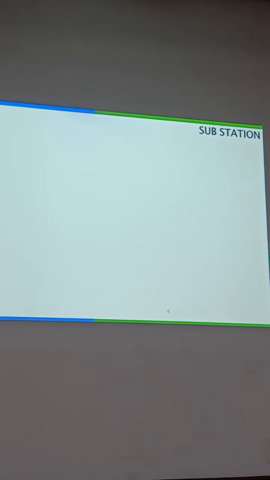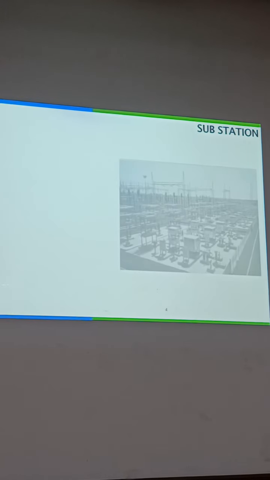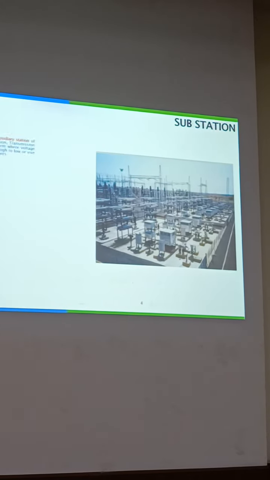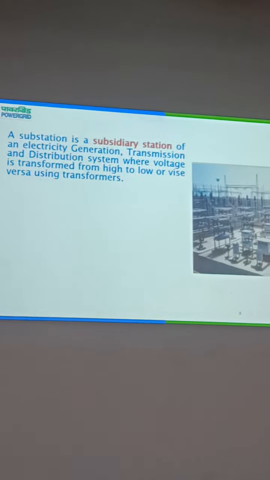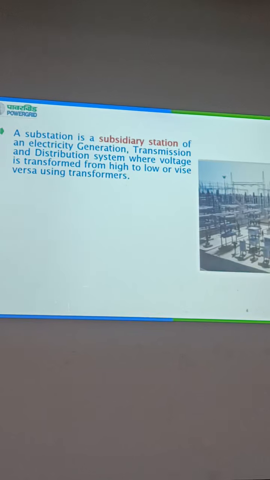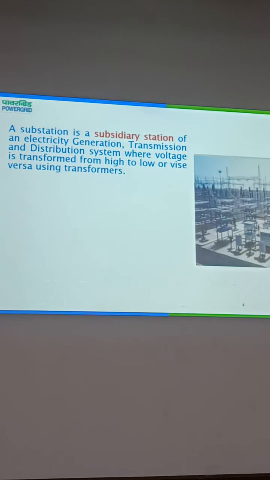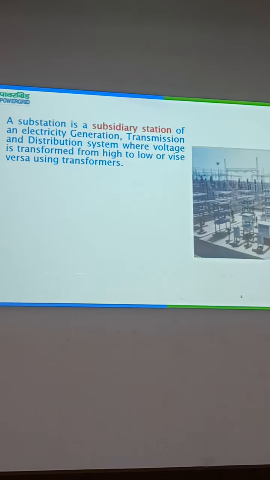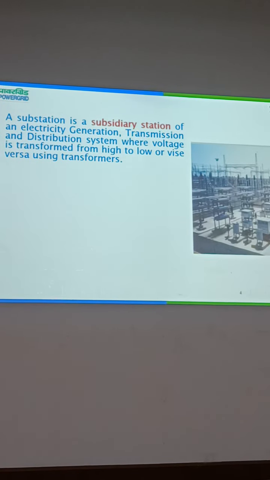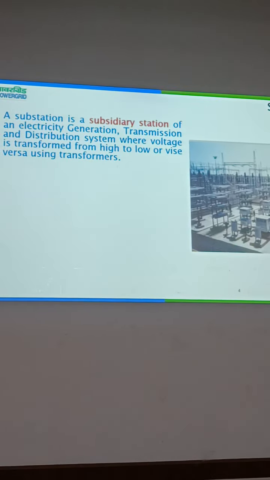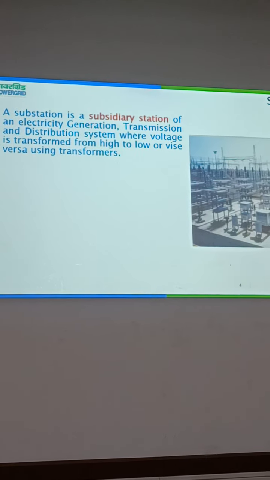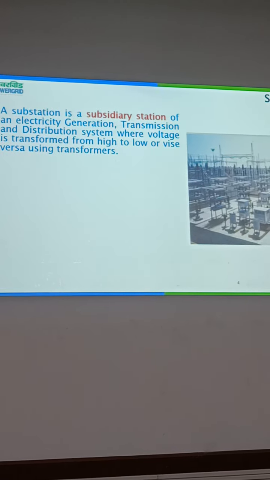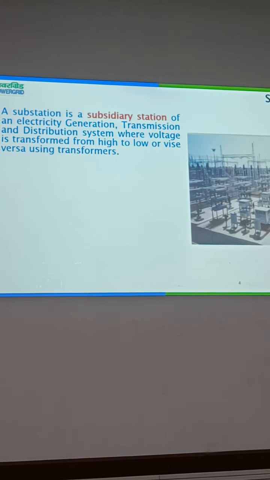Now, what is a substation then? We have seen that substation is there in the generating sector, transmission sector, distribution sector. So this is a subsidiary station. Basically, it's a subsidiary station to the electricity generation, transmission, and distribution. The main station is generation, transmission, and distribution. But substation is a subsidiary station which is required for transformation and transfer of power.